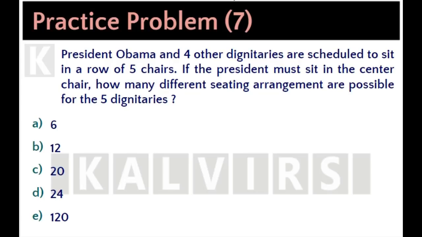Now, shall we count Obama in the total number of people to be rearranged? We'll consider only 4 people to be ordered since Obama must be in the center chair always. Therefore, permutations of 4 different objects equals 4 factorial. Finally, 24 is our answer. Letter D is correct.